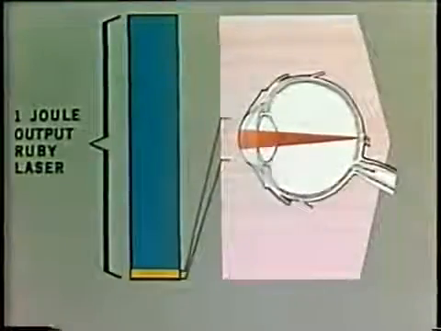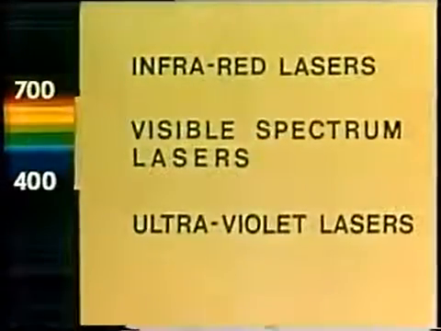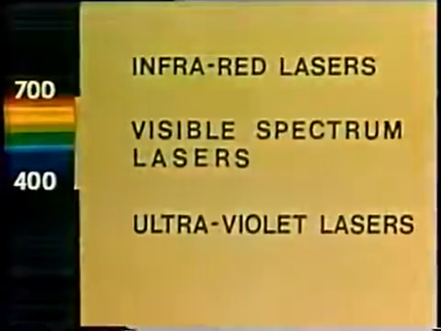Eye damage can be caused by very low energy levels. It takes only a small amount of the output of a 1-joule ruby laser to cause injury to the eye. Laser radiation falls within a very narrow portion of the electromagnetic spectrum. Various wavelengths cause damage to different parts of the eye.